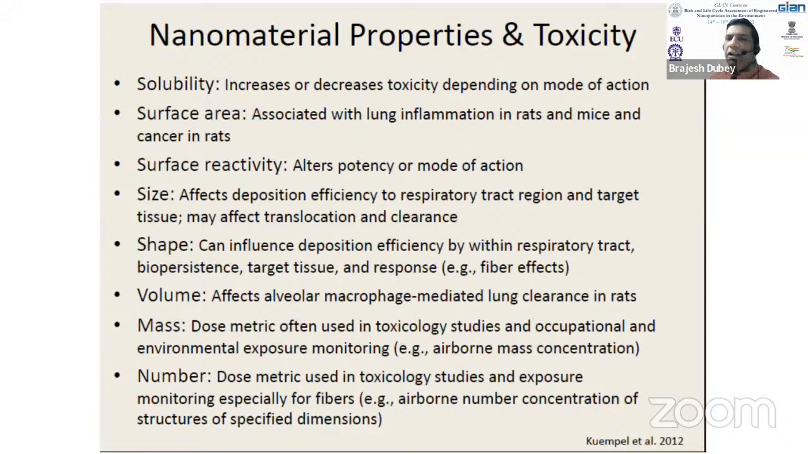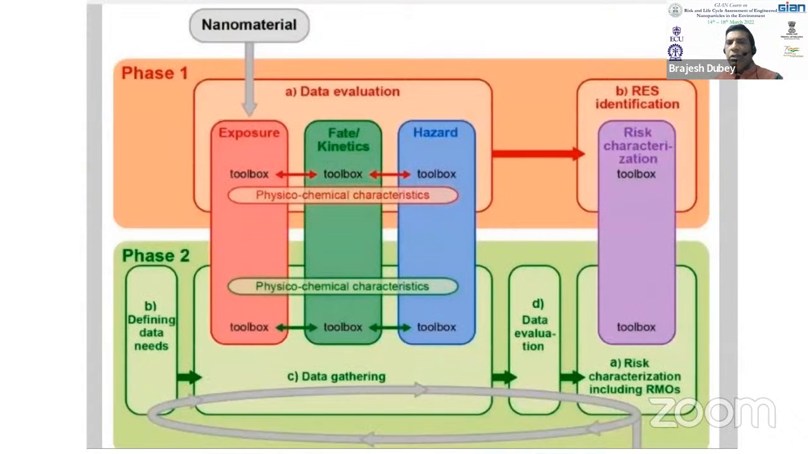Surface area is associated with lung inflammation, we have found in rats and mice, and cancer in rats. Surface reactivity, size, usually lower the size, more the toxicity. Shape can also influence deposition. Volume, again, it has been found in rats that it does affect. Mass, how much mass is present, those metrics are used in toxicological studies. The number as well, the number of particles present, or the number of the mass present. So those are the different terminologies we look at.